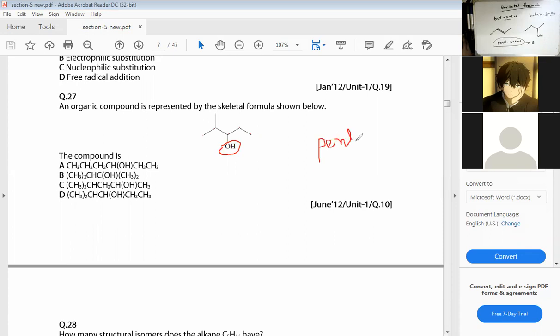So it is pent, 5 carbons. It is pentan-3-ol, right? Pentan-3-ol. But there is a branch here also, so it is a methyl group. So we can say it is methyl pentan-3-ol. Methyl in which carbon? At number 2, right? So 2-methyl pentan-3-ol. Clear? So now you can check.